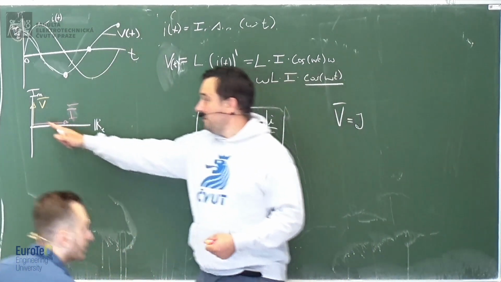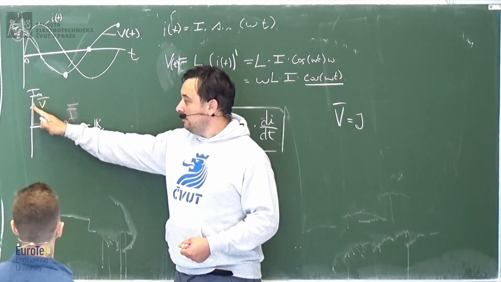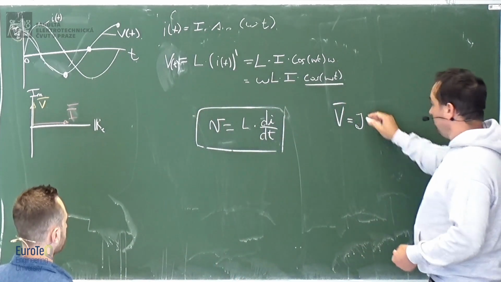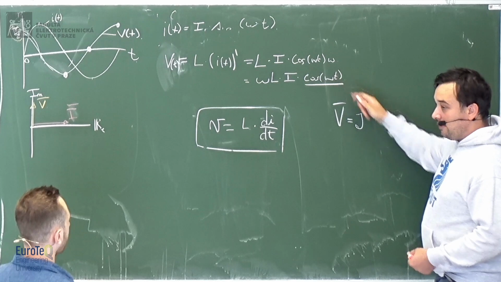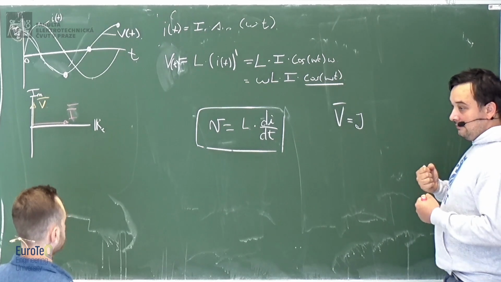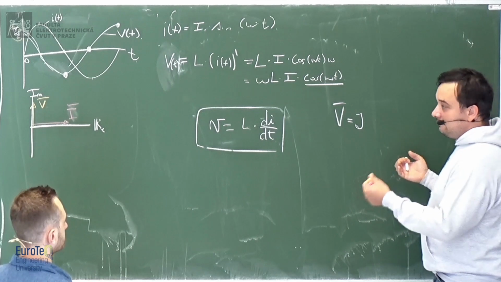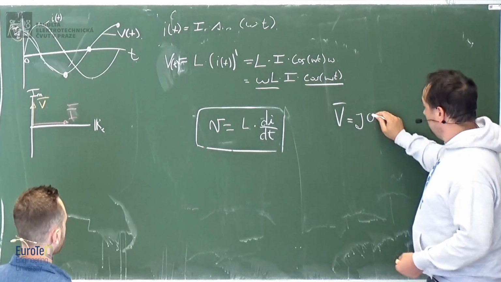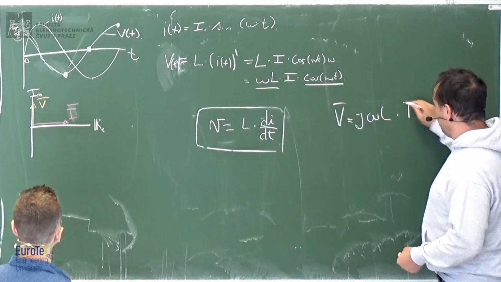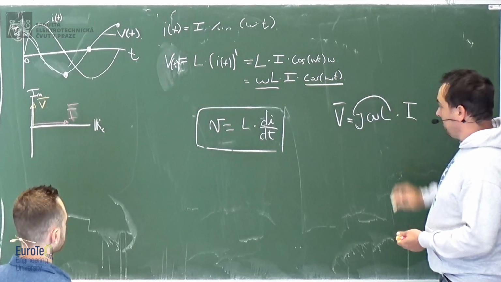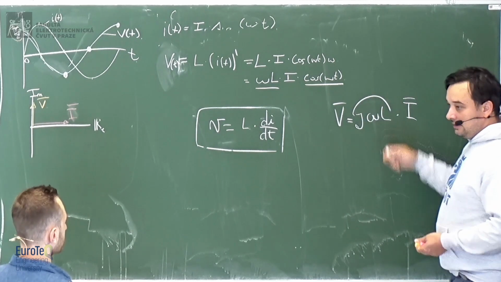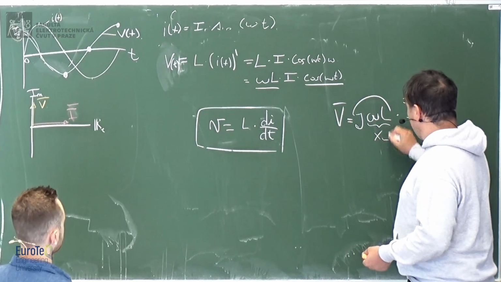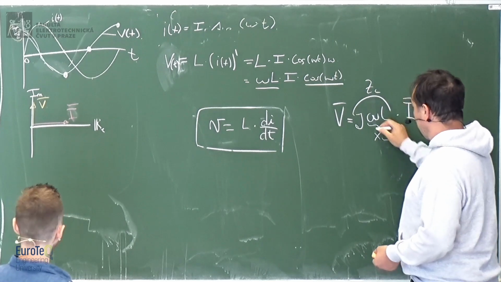So now you have the voltage which comes first, and then you get the current. So now we have J, which means that we have pi half, the phasor of the voltage comes pi half before. Then omega L, and then the current, which means that this is the impedance of the inductor. Yeah, that's XL, or so ZL. This is XL, yes, and this is ZL.